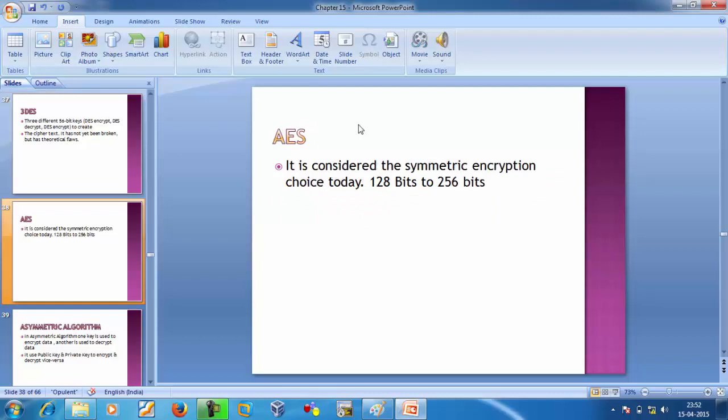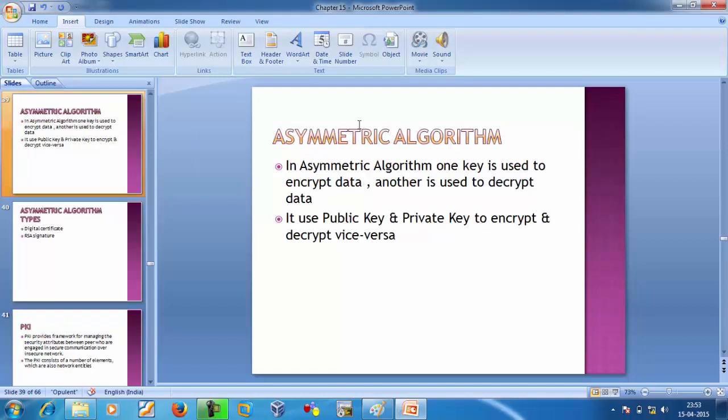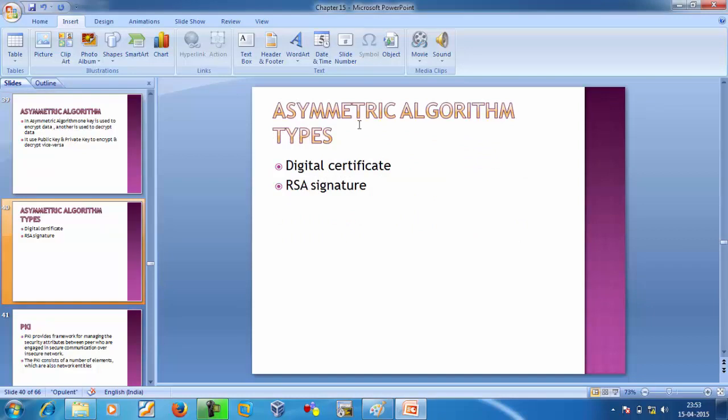Okay, AES, Advanced Encryption Standard. It is considered the most secure one, and it is available in 128 bits to 256 bits. Next one is asymmetric algorithms. In an asymmetric algorithm, one key is used to encrypt data, and another key is used to decrypt the data. They are called public and private keys. They can be used vice versa, encrypt or decrypt, decrypt or encrypt. Asymmetric algorithm types are digital certificates and RSA signatures.